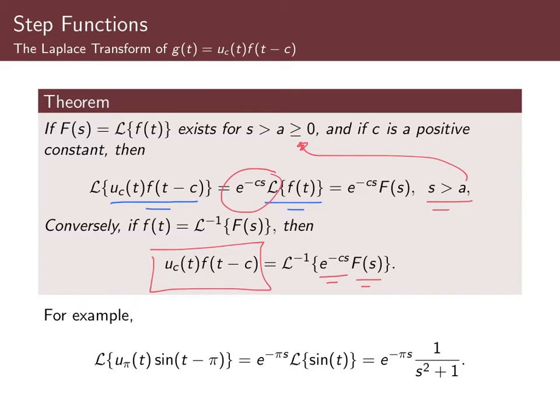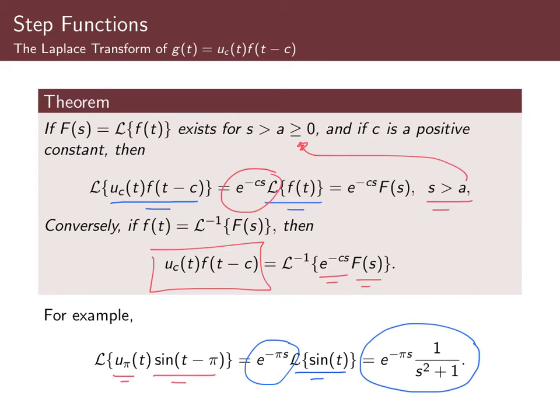So for example, if we're looking at the Laplace transform of sine of t shifted over to the right pi units times the Heaviside function centered at pi, the discount factor is e to the minus pi s, and then we multiply that by the Laplace transform of sine of t, which we know is 1 over s squared plus 1, and so the entire Laplace transform is e to the minus pi s times 1 over s squared plus 1.